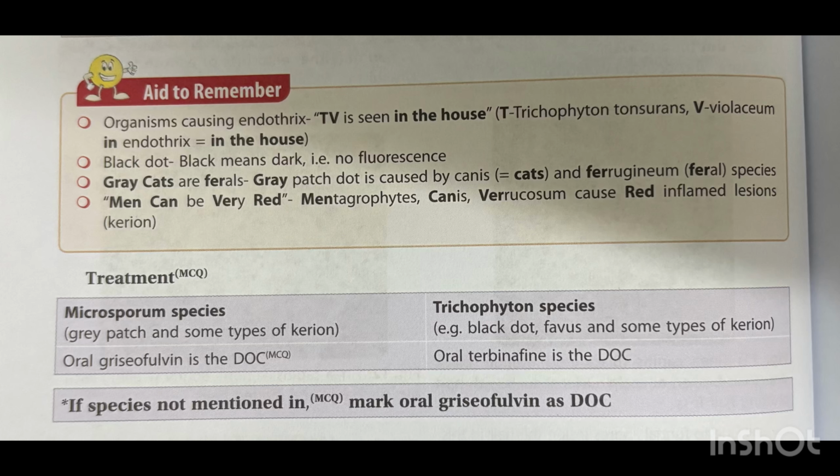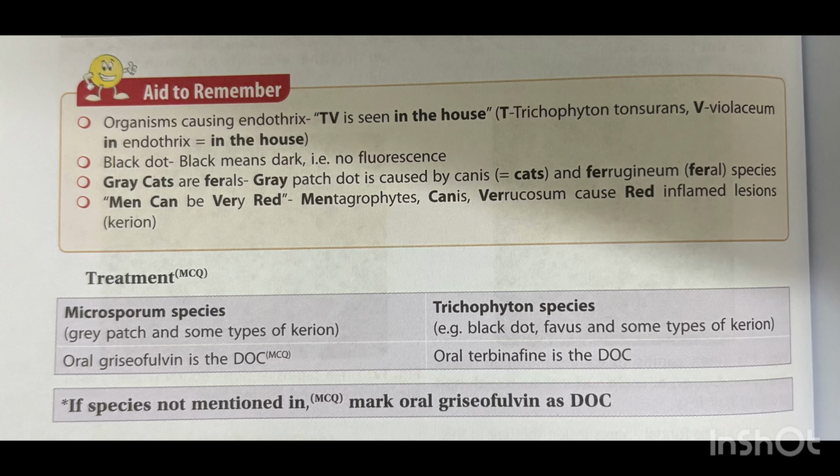A trick to remember organisms causing endothrix: TV is seen in the house. Trichophyton tonsurans, Trichophyton violaceum: endothrix in the house. Black dot, black means dark, that is no fluorescence. Grey cats are ferals. Grey patch is caused by canis and ferrugineum, the feral species. Men can be very red: Mentagrophytes, canis, verrucosum cause red inflamed lesions.